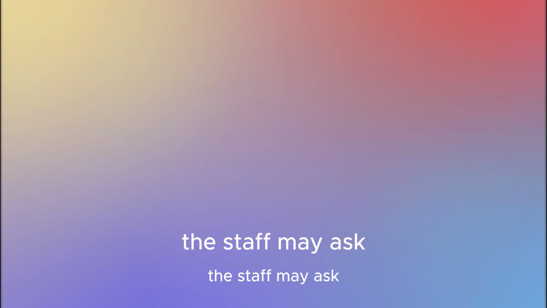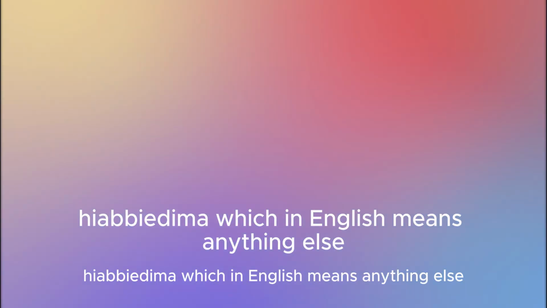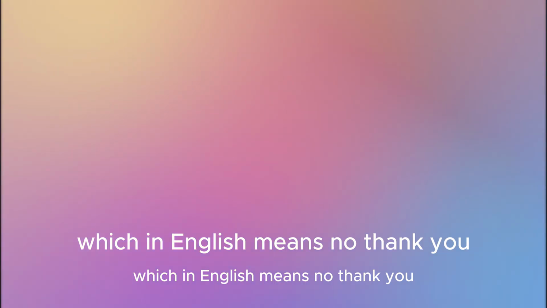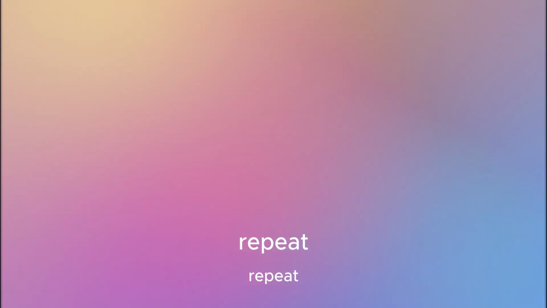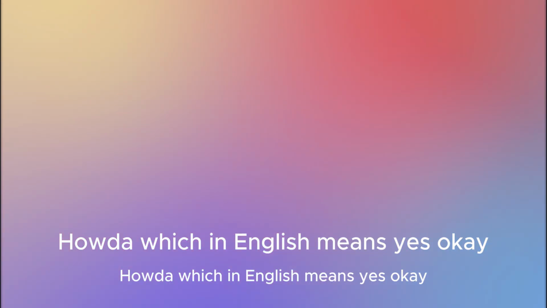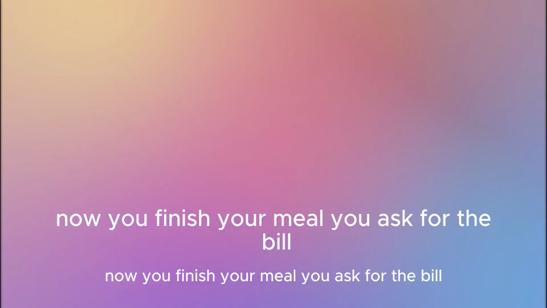The staff may ask 还要别的吗? which in English means anything else. Repeat. 还要别的吗? which in English means anything else. You respond 不用了，谢谢, which in English means no, thank you. Repeat. 不用了，谢谢, which in English means no, thank you. Or 好的, which in English means yes, okay. Repeat. 好的, which in English means yes/okay. Now you finish your meal.